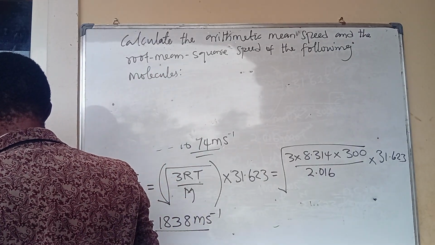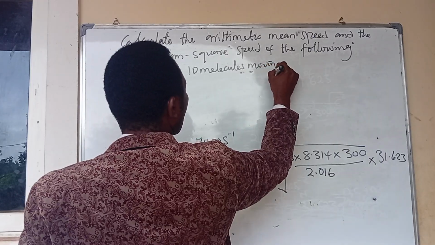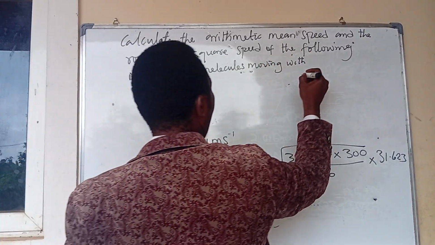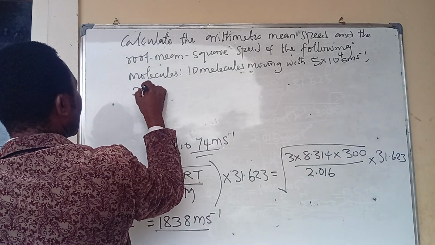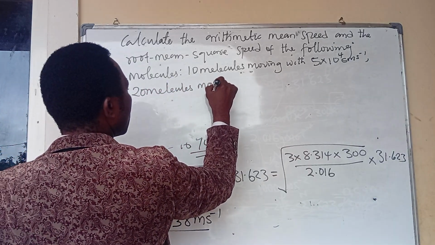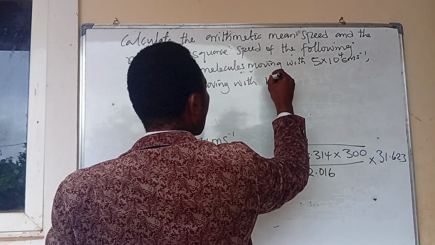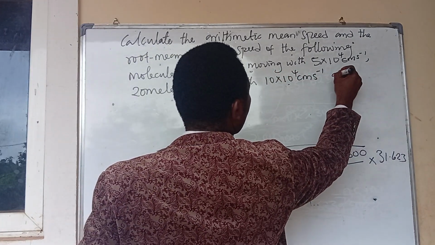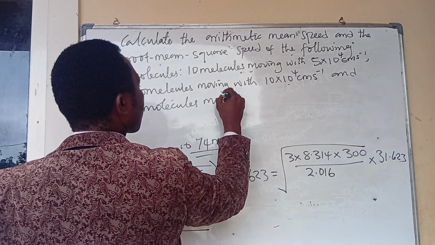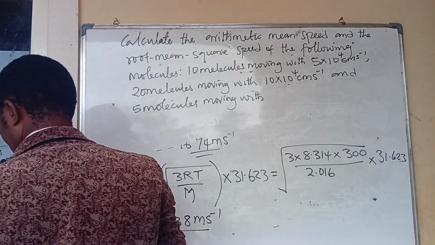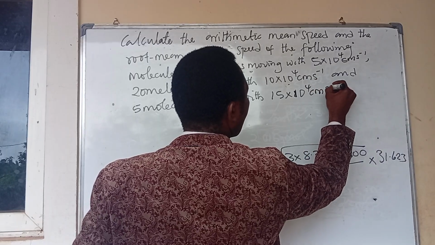We have 10 molecules moving with 5 times 10 raised to the power 4 centimeter per second, then 20 molecules moving with 10 times 10 raised to the power 4 centimeter per second, and 5 molecules moving with 15 times 10 raised to the power 4 centimeter per second.